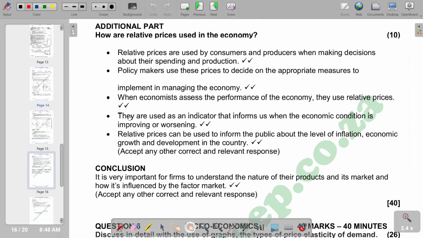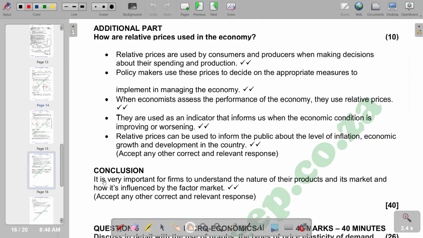And then I will look at the conclusion. This is a typical conclusion that we can come up with, which reads: it is very important for firms to understand the nature of their products and its market and how it is influenced by the factor market. So this is the last question that we have according to our essay part.